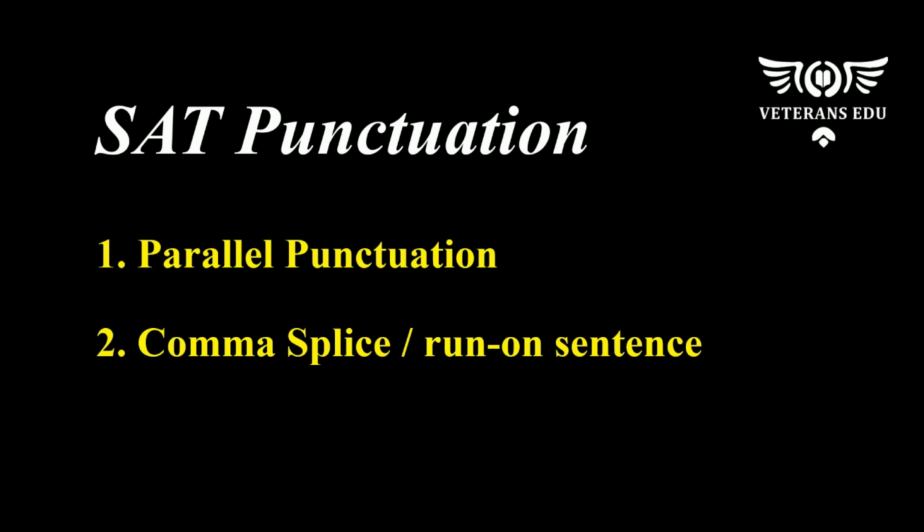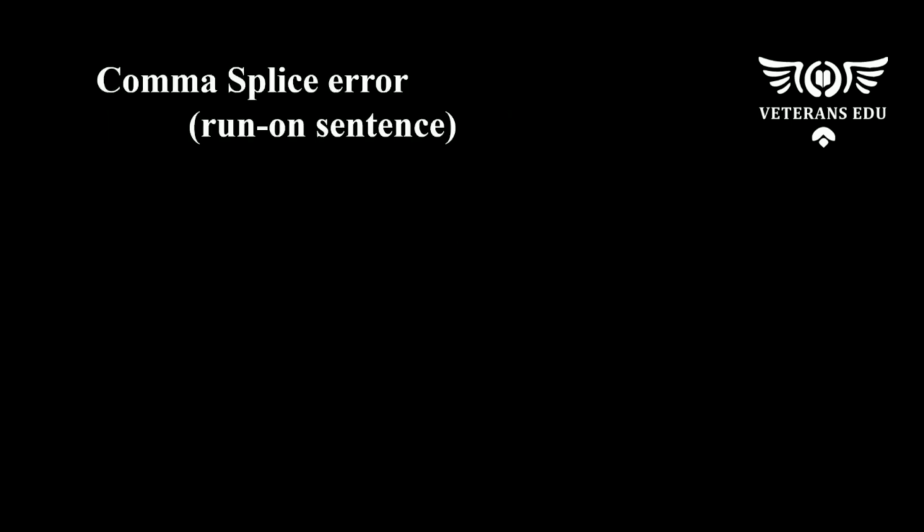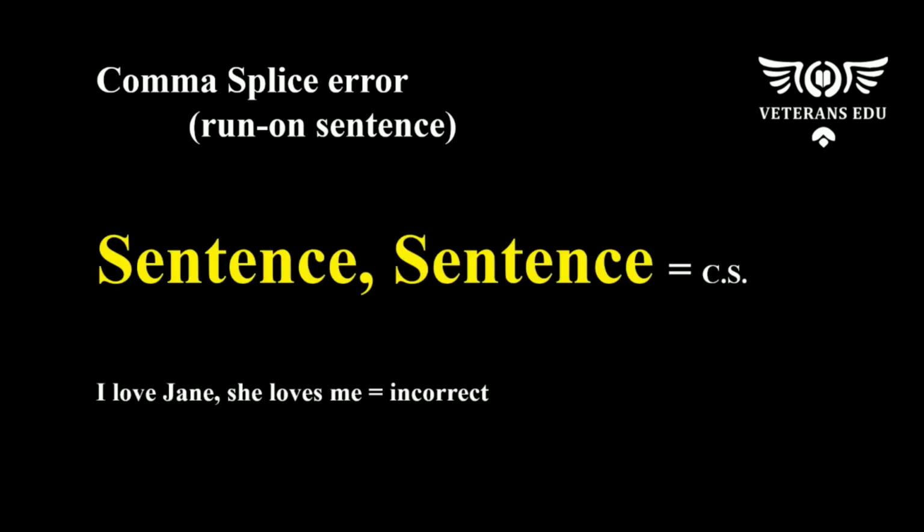The first, as we learned before, is the parallel punctuation, and the second one is called the comma splice. So what is comma splice? Comma splice, or run-on sentence, is an error that occurs when you're separating two sentences with just a comma. For example, in the sentence on the screen, "I love Jane, she loves me," I'm separating two sentences with a comma. And this is an error that we have to fix.